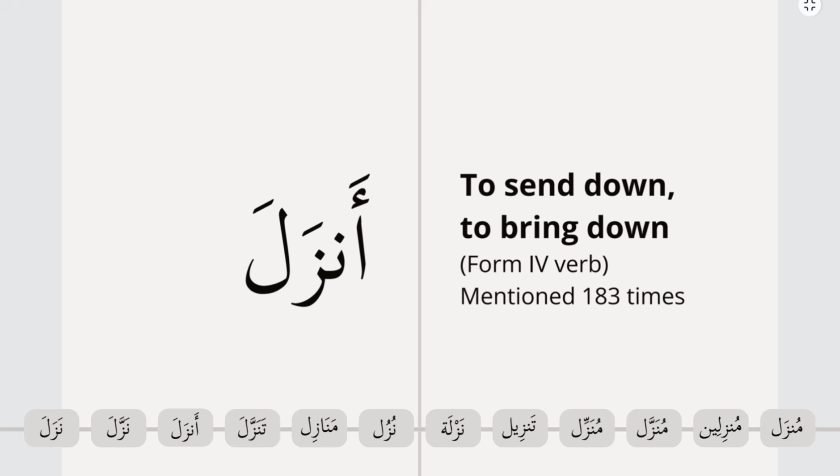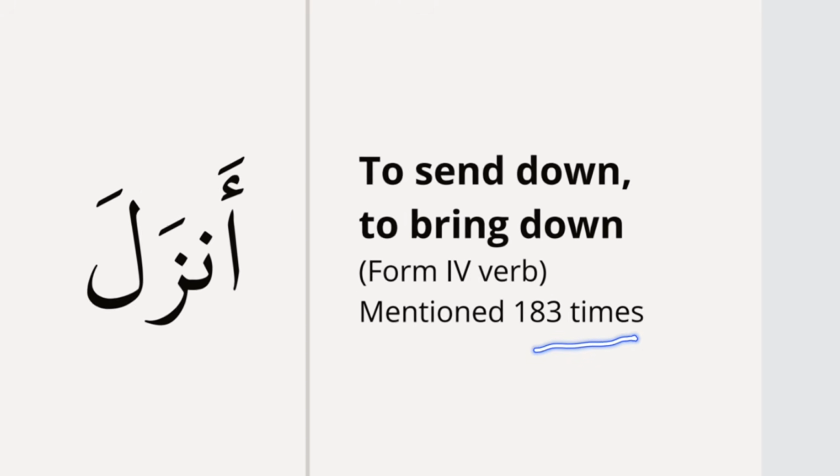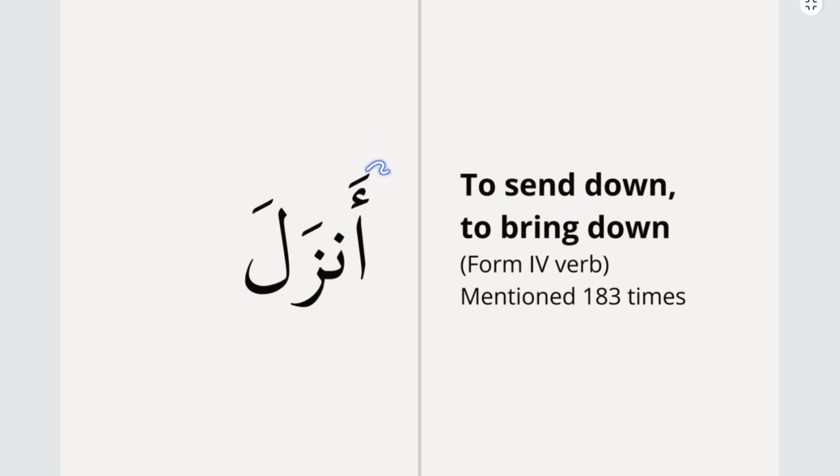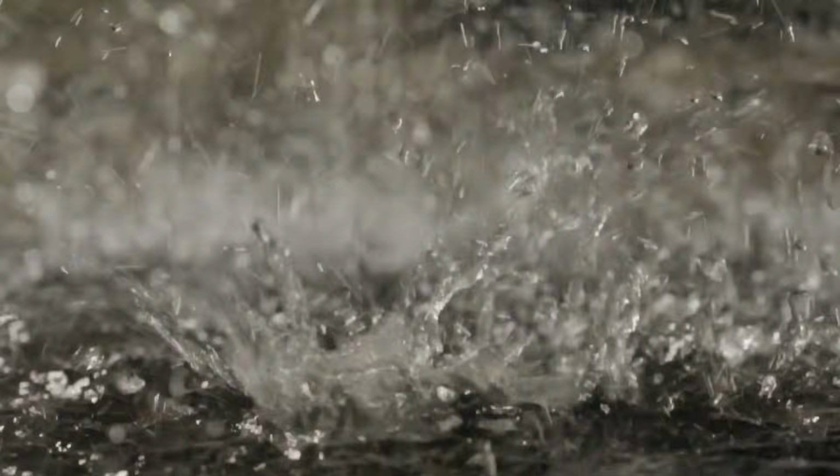The next word is the most repeated from this root, appearing 183 times in the Qur'an. أنزل. أنزل means to send down or to bring down. Unlike the gradual pace of form 2, نزل, أنزل usually refers to the entire descent or sending something down all at once. This verb also is causative. It's not descending on its own, but it's being sent down by someone or something. Like a sudden heavy downpour of rain.